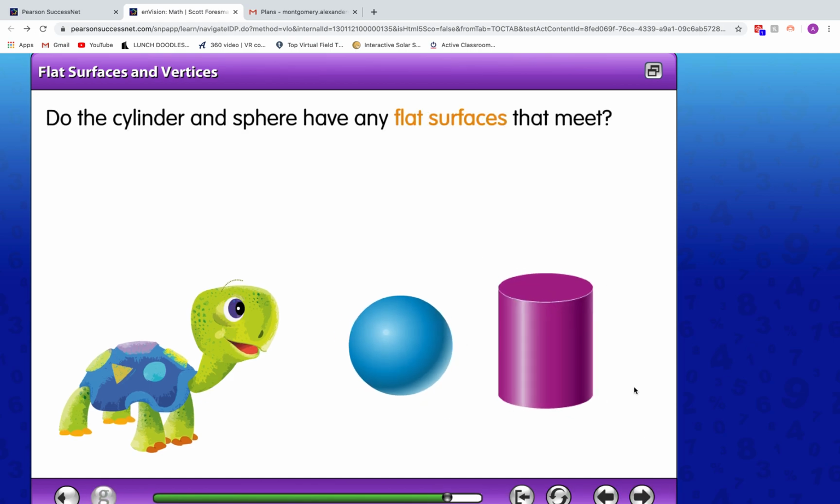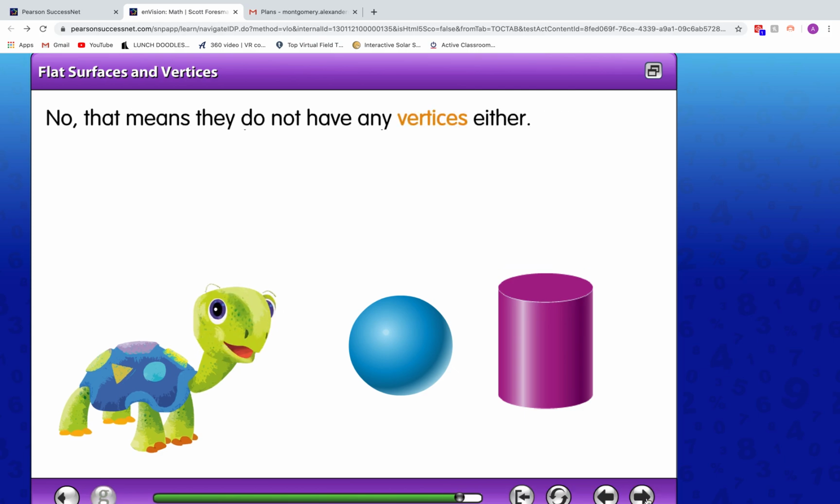And then how many flat surfaces? Okay, do a cylinder and a sphere have any flat surfaces that meet? Do they have the flat surfaces that meet together to make these points, these corners? No, they don't. See, the sphere is like a ball. A ball has no flat surfaces that meet to make these corners. And a cylinder, it has some flat surfaces, but they don't touch each other to make a corner. So they don't have any vertices. These two shapes are special. They have no corners, okay?